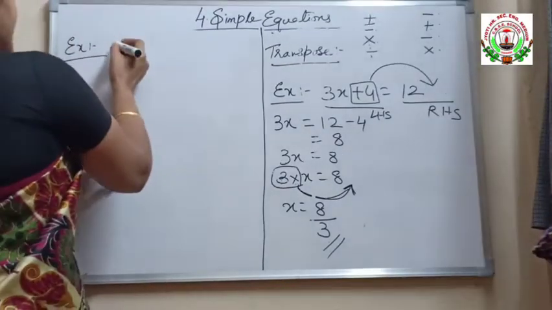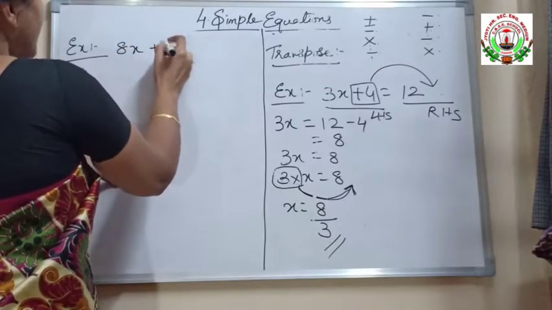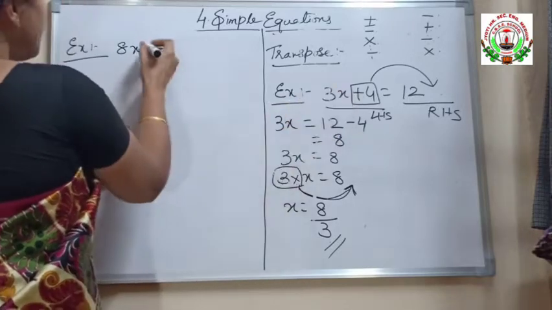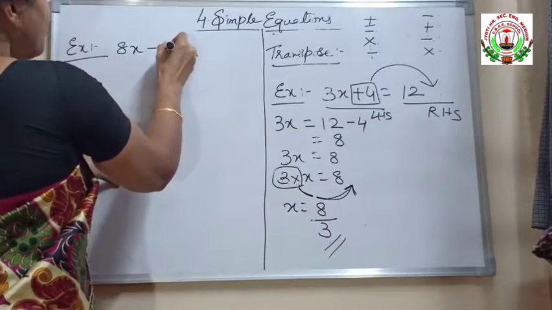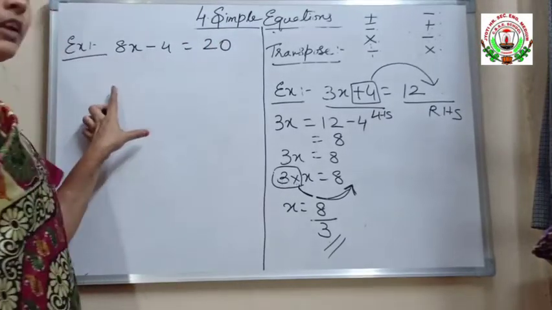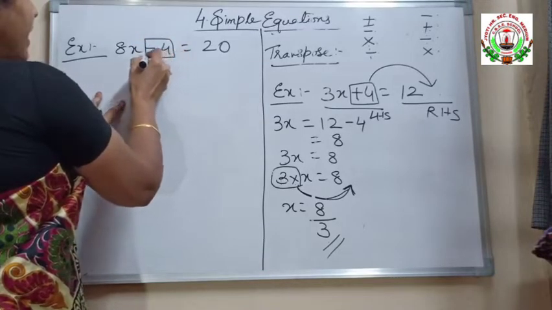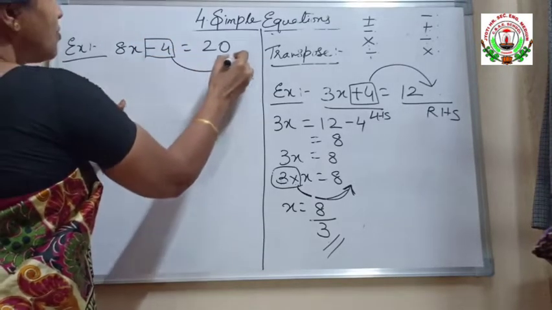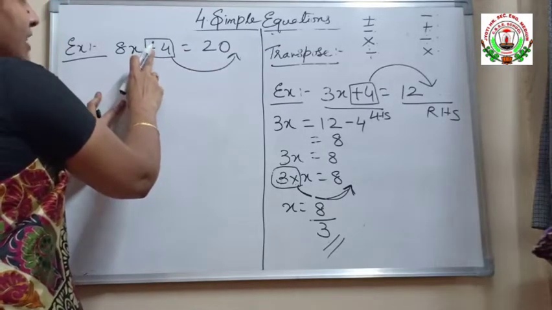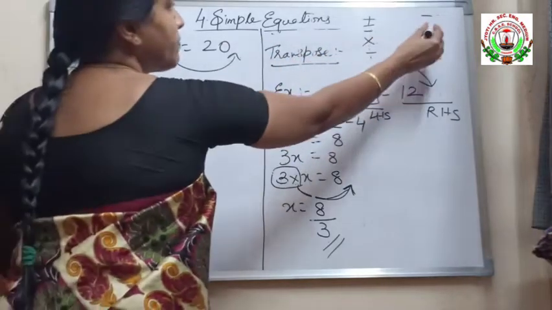Our next example, I am writing: 8x plus, otherwise minus. Let me do it. I have done plus here. Now let me do minus. 8x minus 4 is equal to 20. Now to transpose, first I have to transpose this minus 4 from LHS to RHS, and I have told you that when we are transferring this minus 4 to this side, minus becomes plus sign.